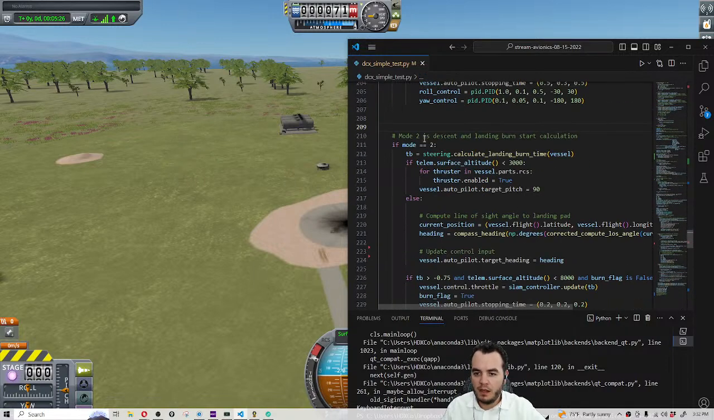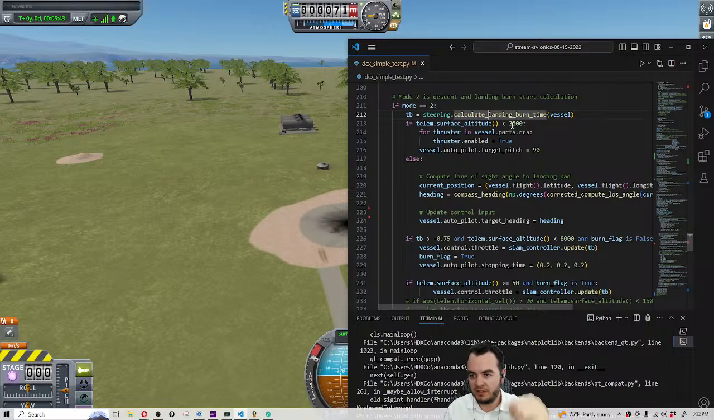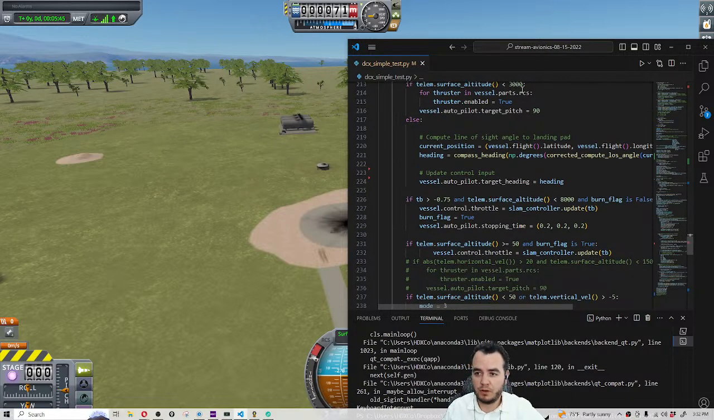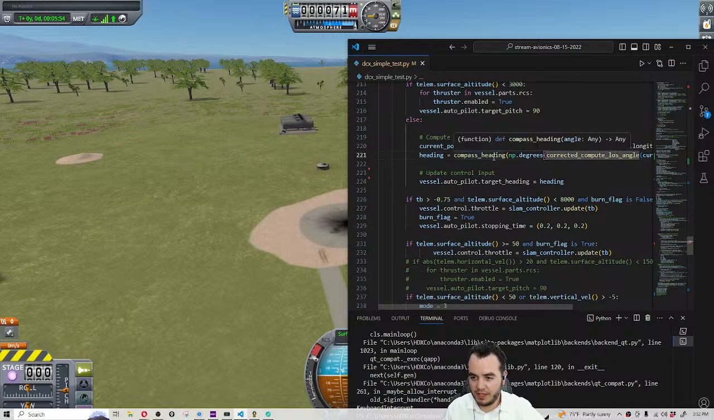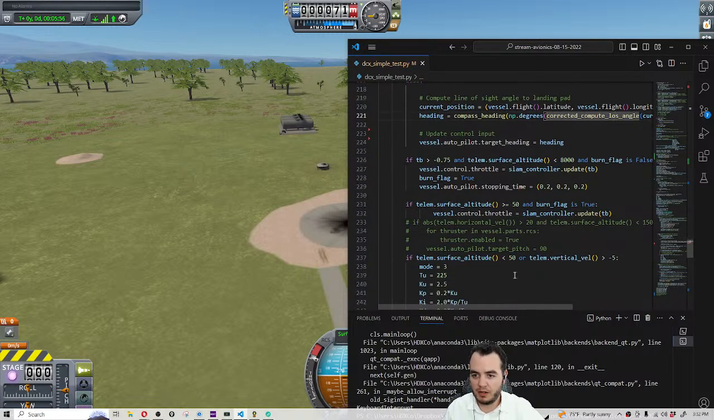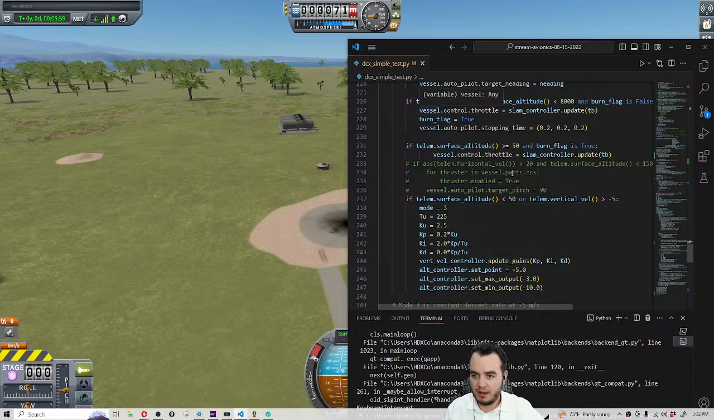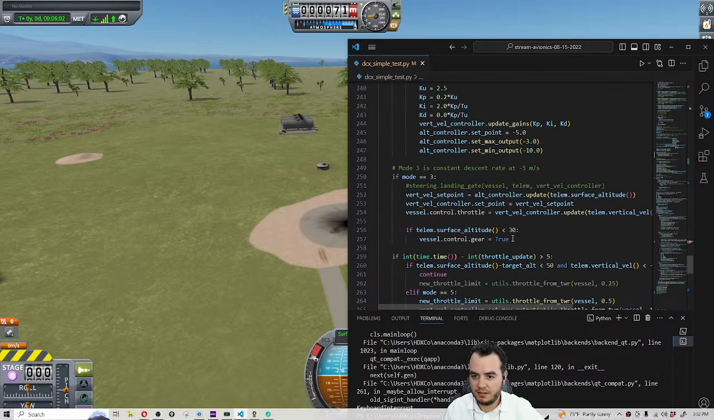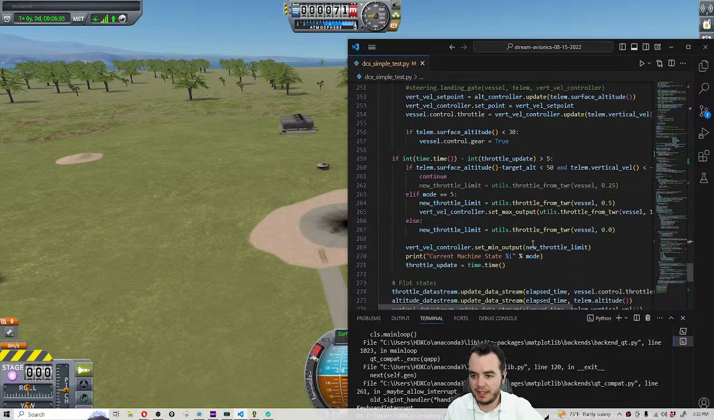Okay. All right, so mode 2 does our burn calculation. This is our hover slam calculation. Basically, how much throttle do we need at what specific time in order to land nice and safely after free fall. We basically wait until we are below 3,000 meters, and if we're above 3,000 meters, we calculate our line of sight, so that way we can point back towards the landing zone, and then we just head that way. Then we do our time to burn calculation, set up our altitude controller for landing, and then land.